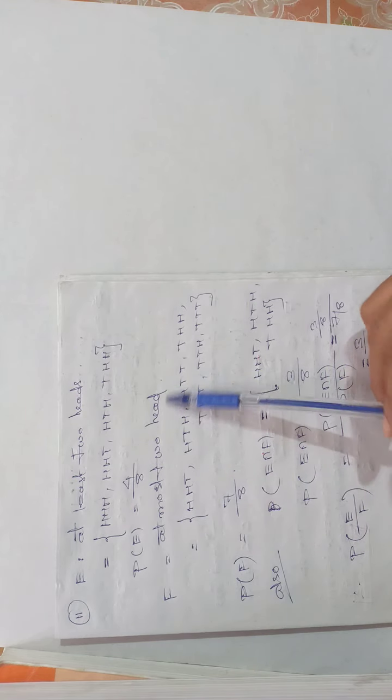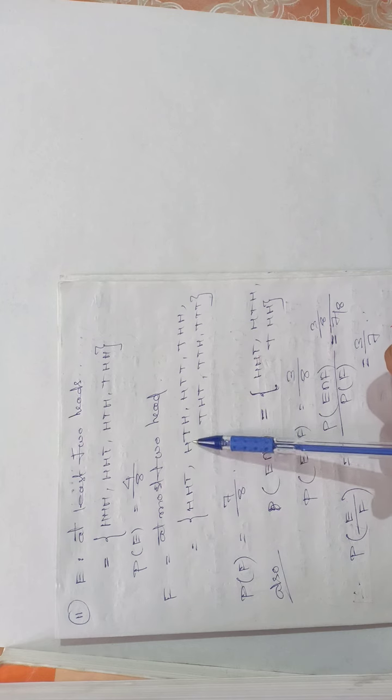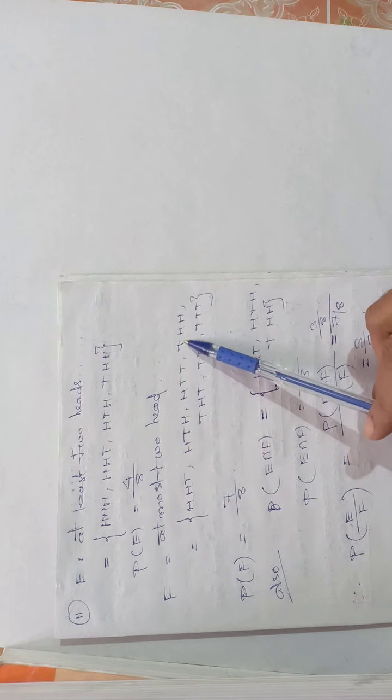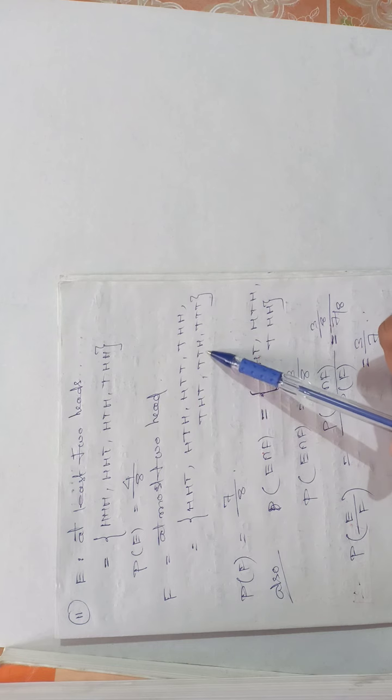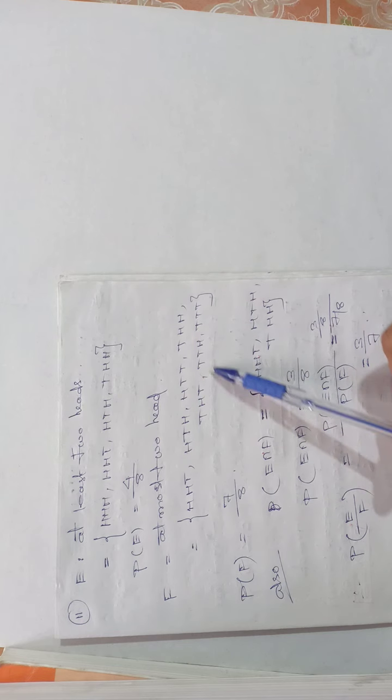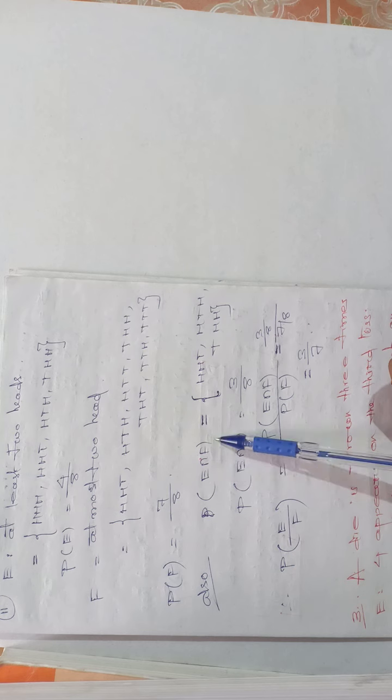And at most 2 heads means maximum 2 heads, or if there is no head, that is also possible. So HHT, HTH, THH, HTT, THT, TTH, TTT. So there are 7 elements. So PF, the probability of this event, will be 7 by 8. Now the common elements, E intersection F, will be 3. So P of E intersection F will be 3 by 8.